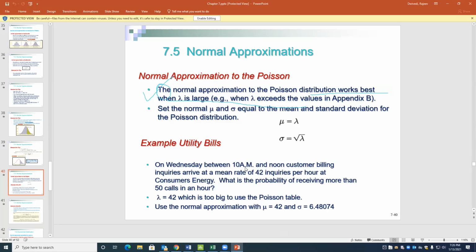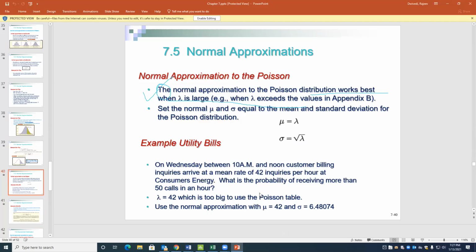On a Wednesday between 10 a.m. and noon, customer billing inquiries arrive at a mean rate of 42. So lambda is 42 per hour at a consumer energy company. What is the probability of receiving more than 15 calls an hour? So the average is 42, and sigma we can calculate. What is the sigma value? Square root of lambda. So the mean is 42 and sigma is the square root of lambda. Now the rest you can do.